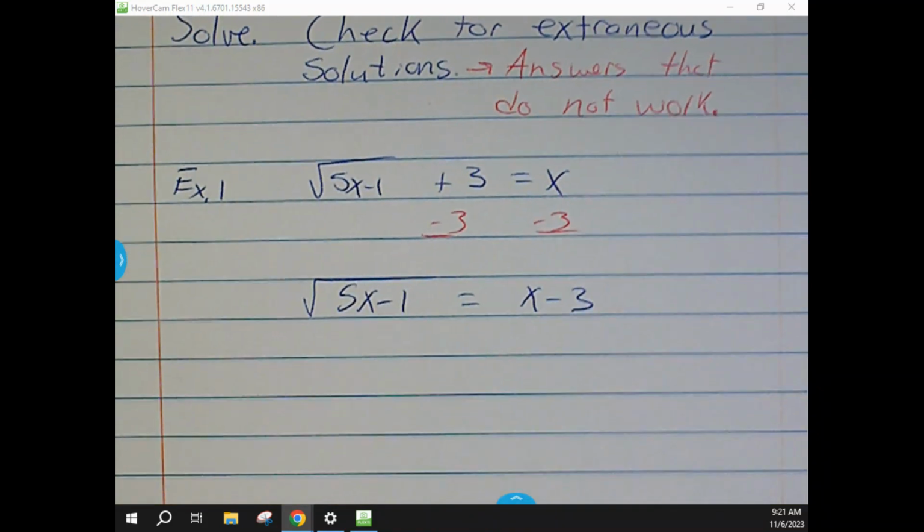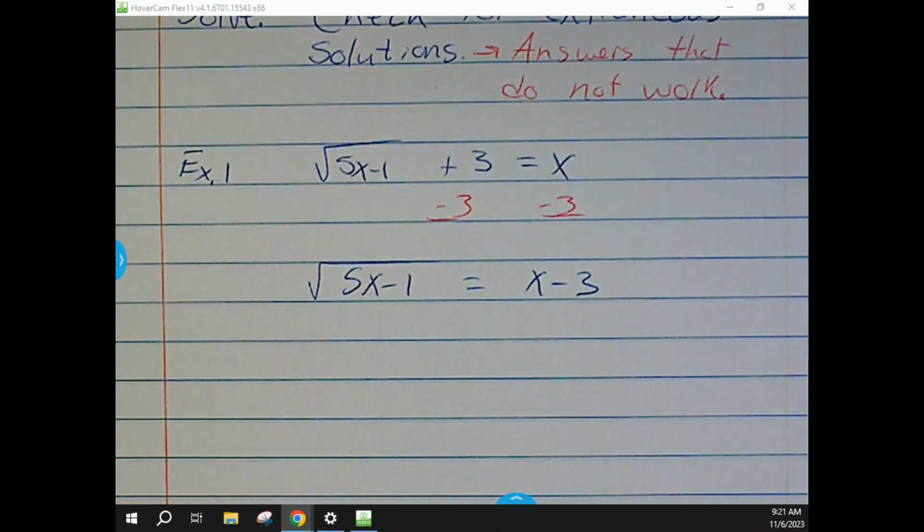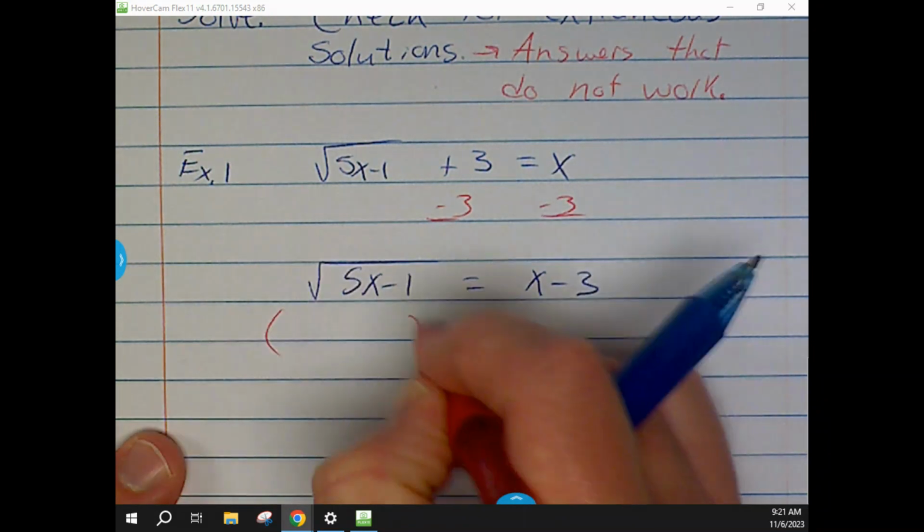All right. So first step, still the same thing: we've got the radical by itself. Second step, still the same thing: it's the square root, so we're going to square both sides.